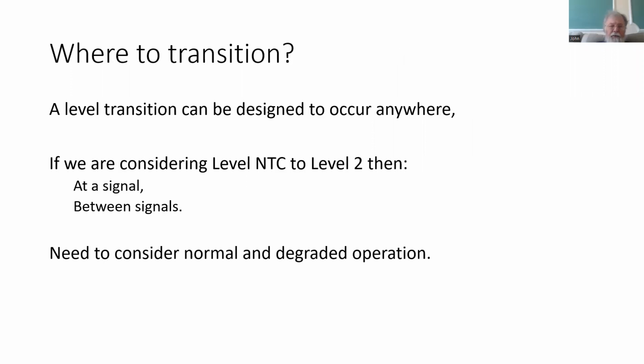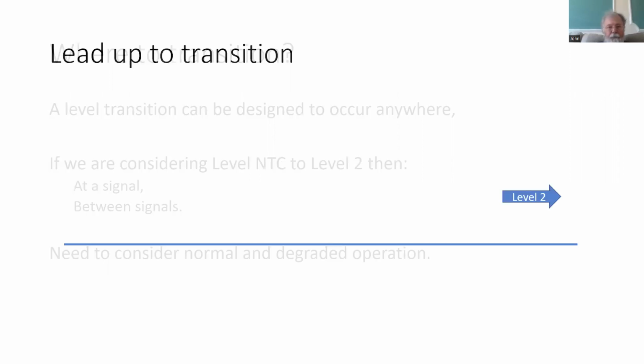So where do we transition? Well, we can design it to occur virtually anywhere. But if we're looking at level NTC, that's your older Class B system, to level 2, then probably a good place would be either at a signal or, of course, the alternative, between signals. And in making those decisions, we need to consider the normal integrated operations.